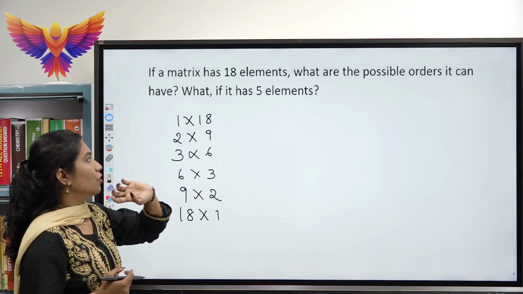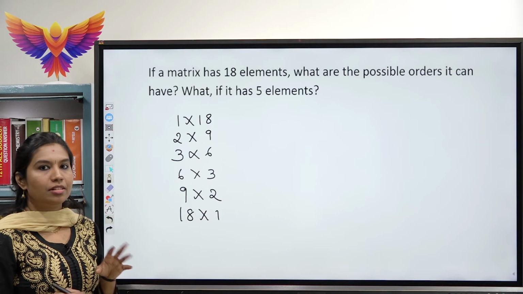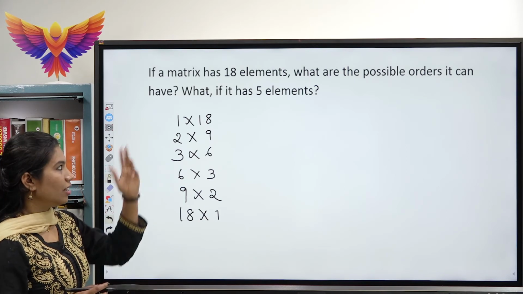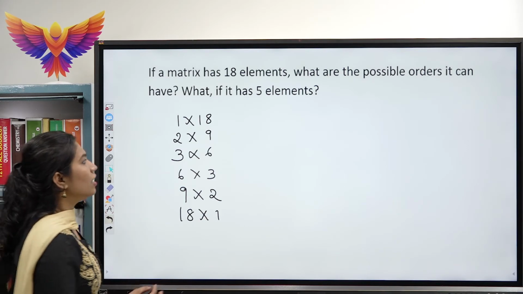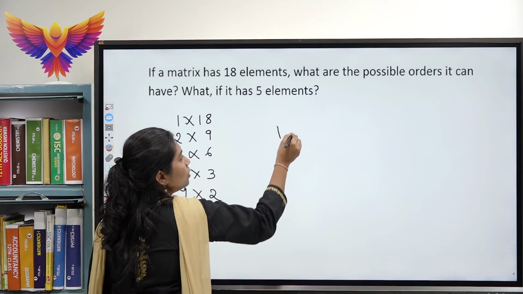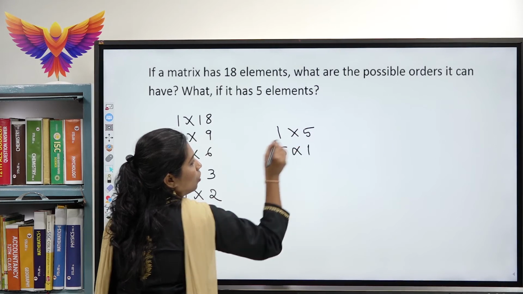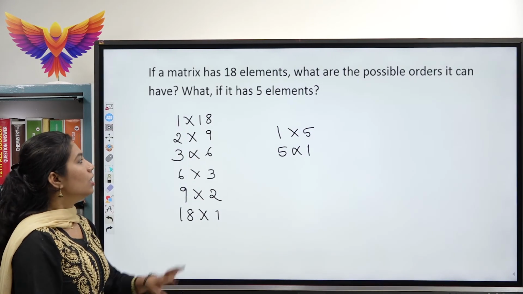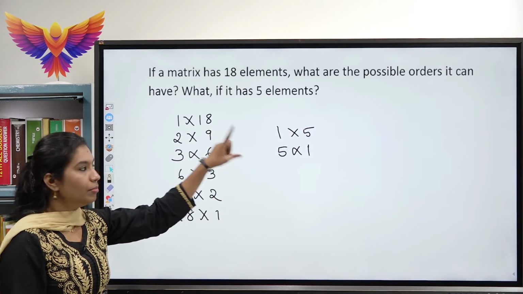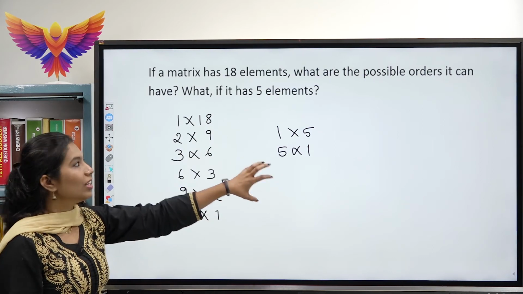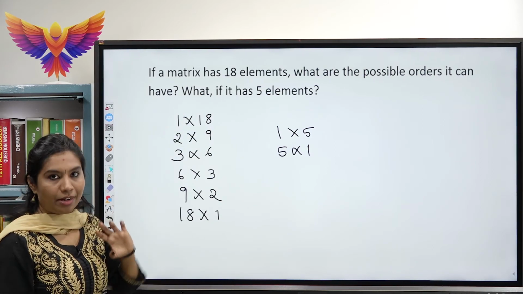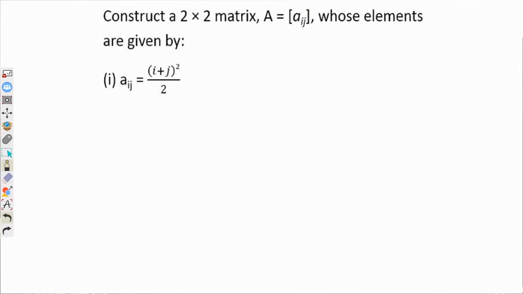Coming to the sub-question, what if it has 5 elements? Just the same as the previous one, since it's an odd number, it can be 1 into 5, or 5 rows and 1 column. Okay, so a single row and 5 columns, or 5 rows and a single column will give the order of a given matrix. Now we are supposed to construct a 2 cross 2 matrix.